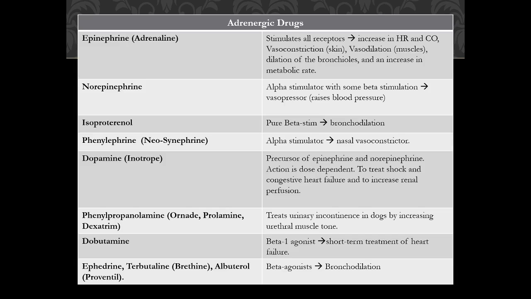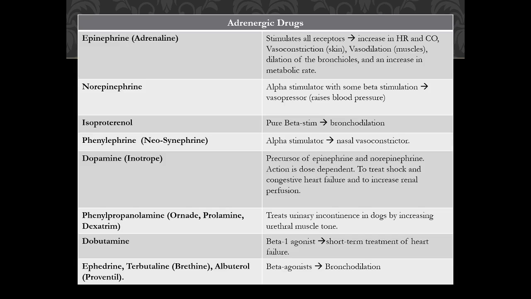Dopamine is an emergency drug that we often use. It's a precursor of epinephrine and norepinephrine. The action is dose dependent, and it's used to treat shock and congestive heart failure and to increase renal perfusion. Phenylpropanolamine, or PPL, or PPA, is known as Proin, Propalin, or Dexatrim. That's a diet pill. It treats urinary incontinence in dogs by increasing the urethral muscle tone, so it's more of a skeletal muscle effect.